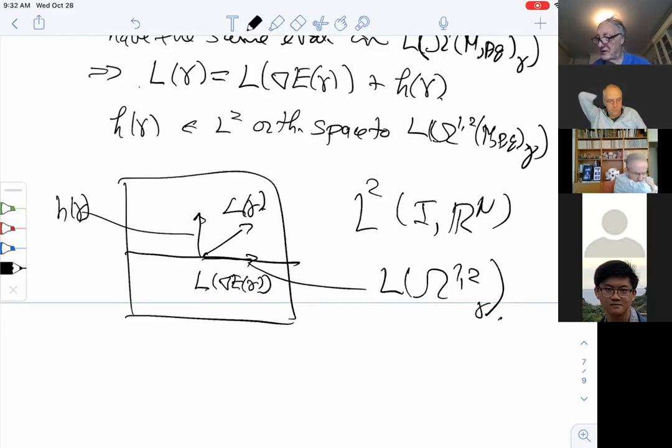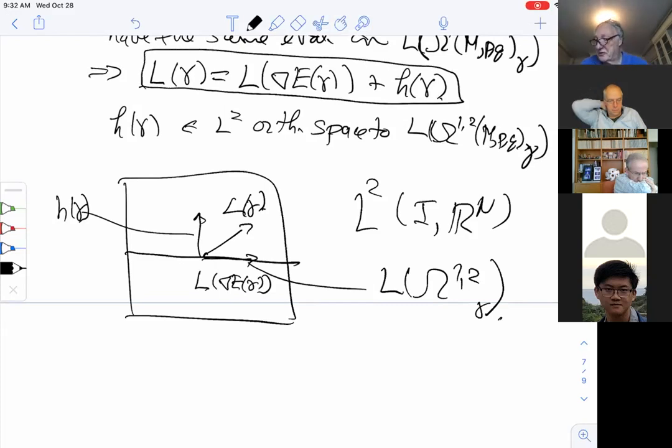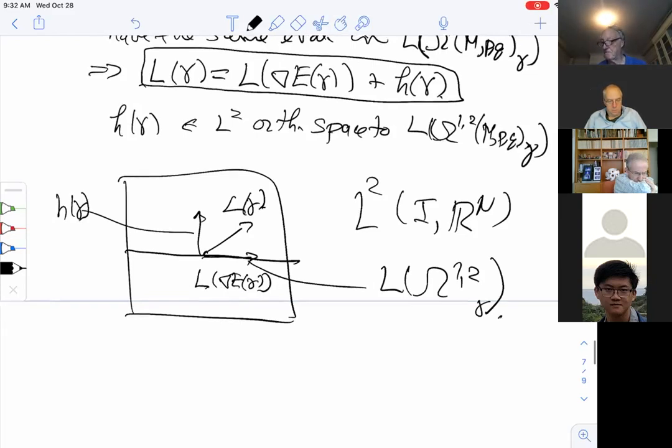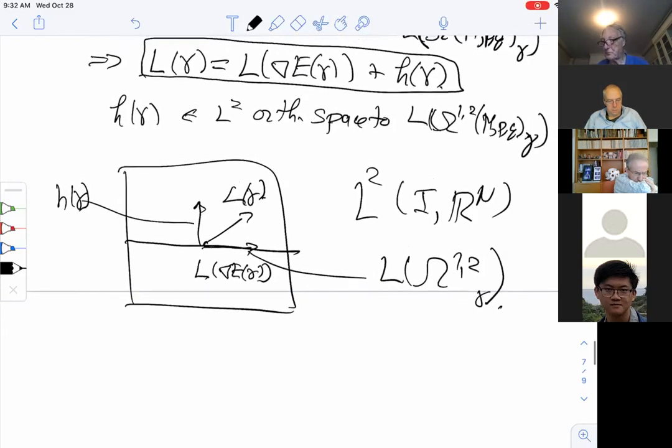So we have this equation, and H of gamma is perpendicular to the image of the tangent space under this continuous linear map. Okay, so that's where we are.